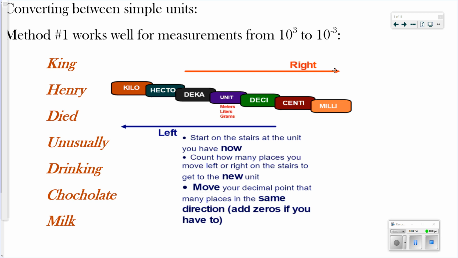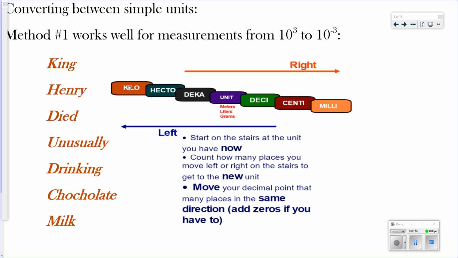You may have used this device before to describe this method. They call it the King Henry died unusually drinking chocolate milk method, and it's a stair step where you've got King Henry died unusually drinking chocolate milk. U represents your unit. That's your basic SI unit.